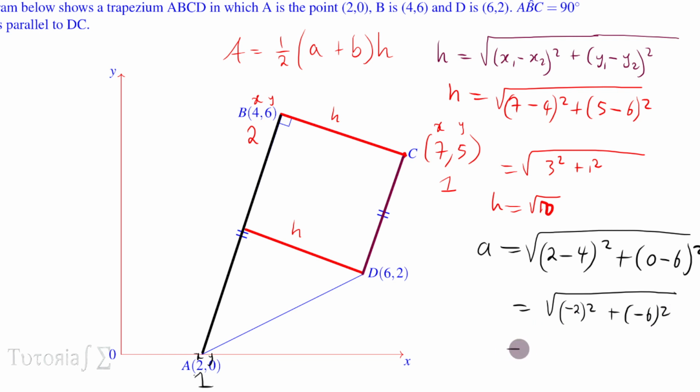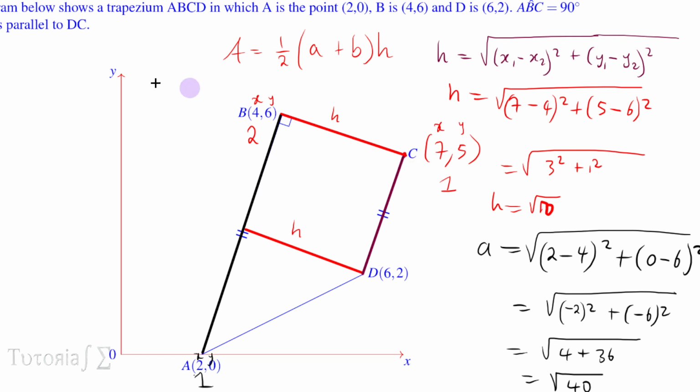Then here, this will simplify to 4 plus 36, which will give us 40. So A is root of 40. Okay, so that is our A.